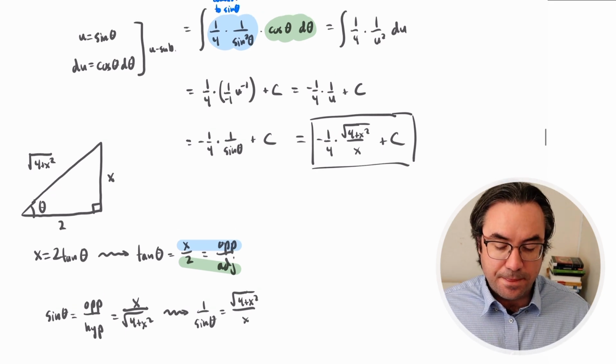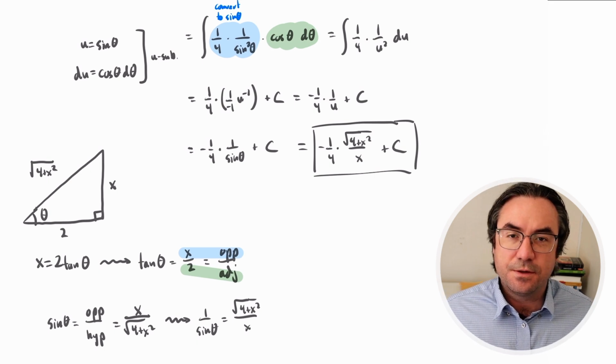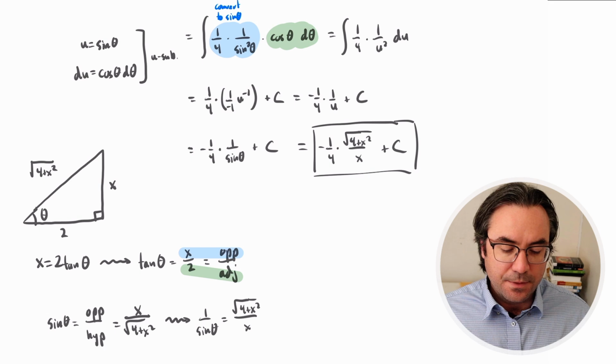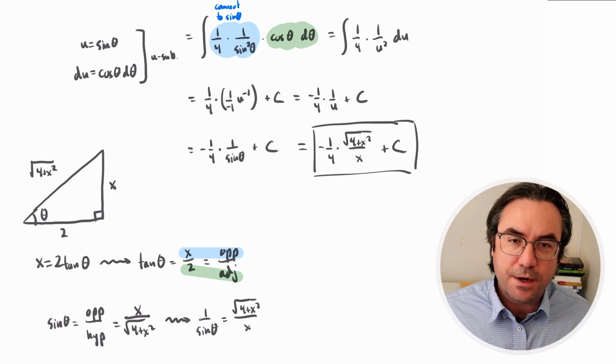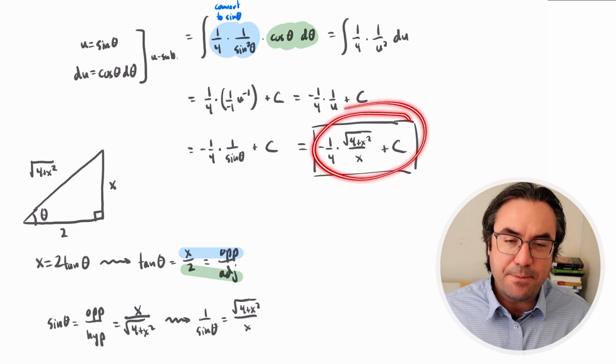This one shows that once we get our trig integral and go through the integration process, this is how we get back to x.